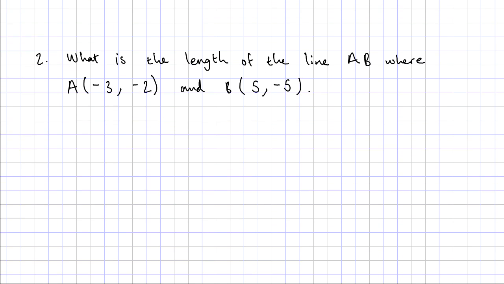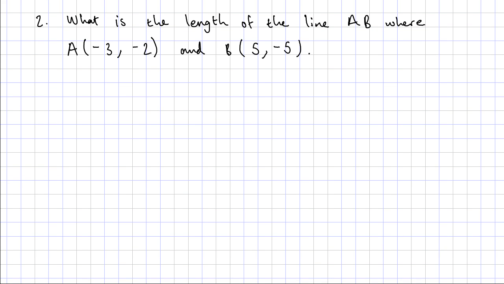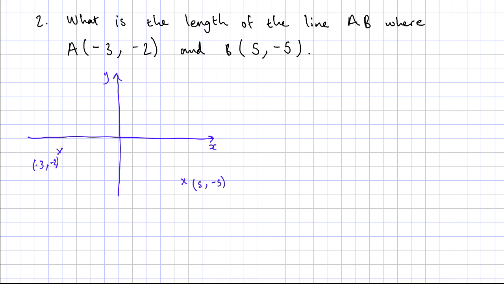Now in this next question, what is the length of the line AB, where A is (-3, -2) and B is (5, -5)? Now I'll do a quick sketch for these first. Okay, so A is going to be somewhere here. So that's (-3, -2). And B is (5, -5), so that's going to be about there. Okay, so I need to find the length between that point and that point.